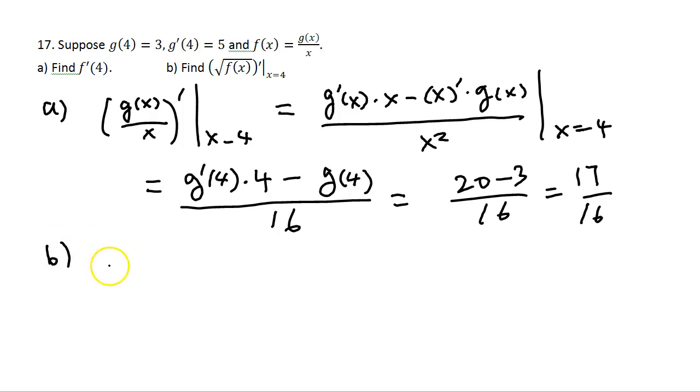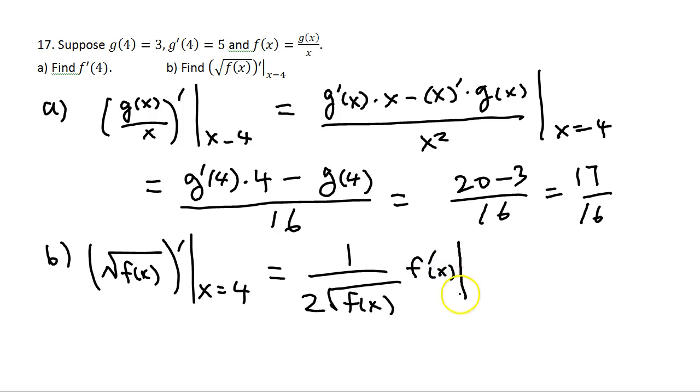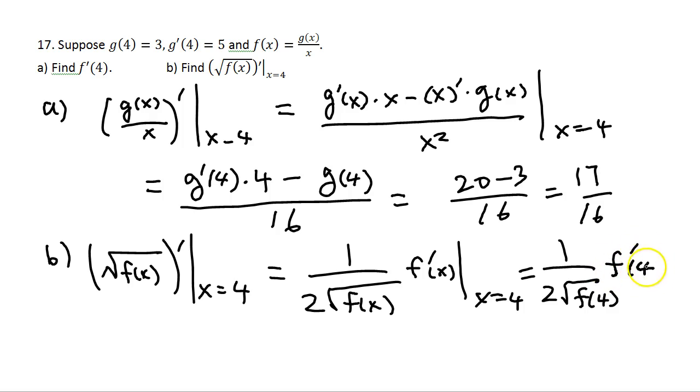Now part B, I have to differentiate square root of f of x, and I have to plug in x equals 4. Alright, this one is a nested function. f of x is nested inside the square root, so I have to use the chain rule. 1 over 2 square root f of x, you have to pull out and differentiate. And then I have to plug in 4. So I get 1 over 2 times square root of f of 4 times f prime of 4.